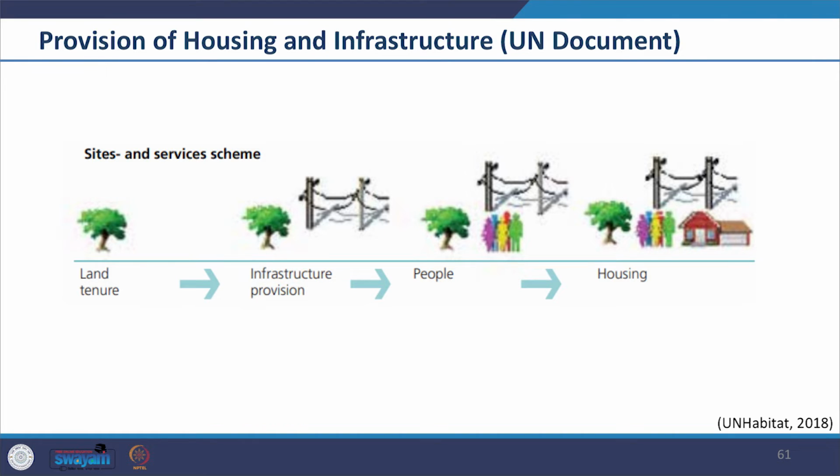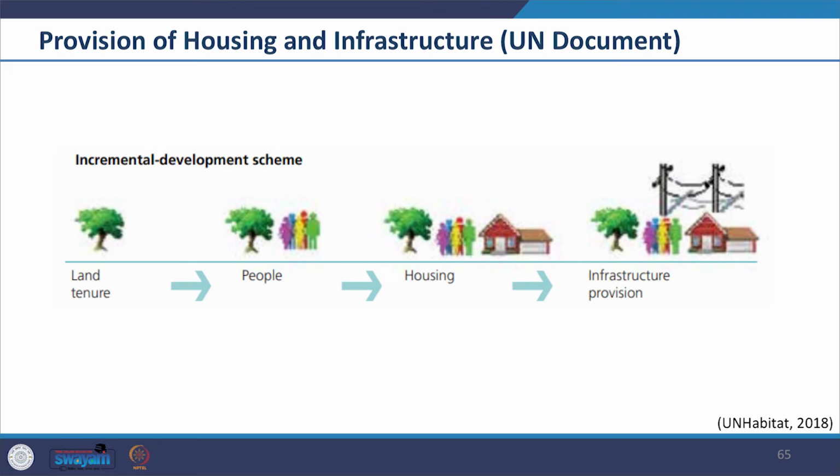In the settlement upgradation system, first people are already there and they build the house to accommodate themselves, and then they are assured the land, and then infrastructure provision is made for them. Whereas in the incremental development scheme, first land tenure is done, people come in and houses are built, and then later infrastructure provision is made.